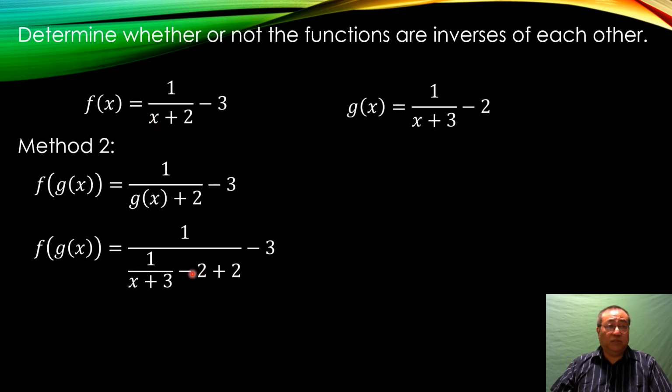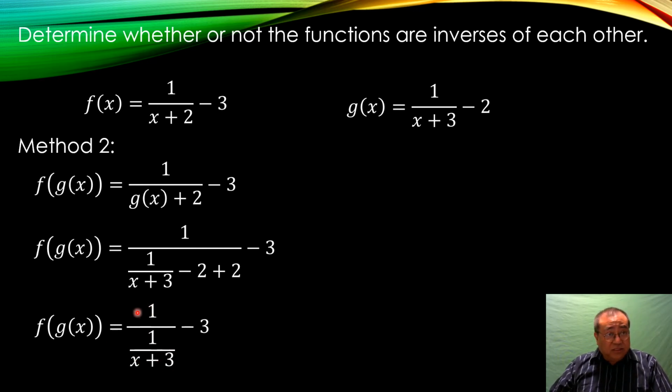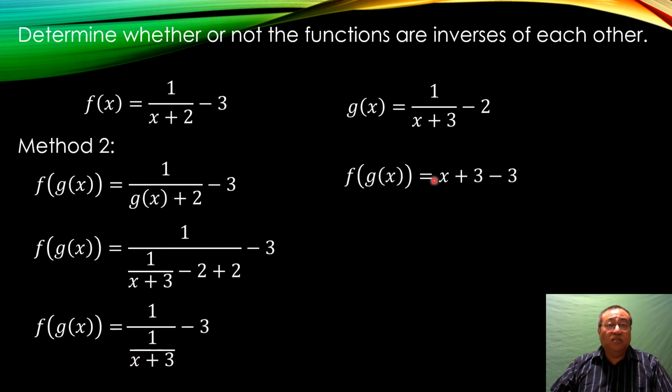So it's 1 over x plus 3 minus 2. Now let's work this out. The negative 2 and positive 2 cancel each other out. So it leaves me 1 over x plus 3. But remember, when you have something that looks like this, you take the reciprocal of the denominator. So that's x plus 3. And now look, the 3 and minus 3 cancel. So f of g of x ended up being x.